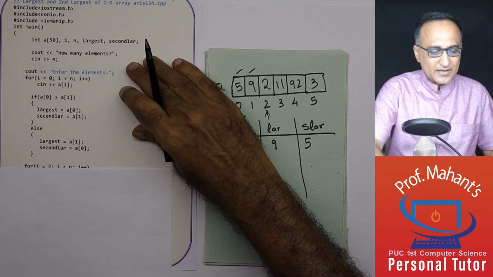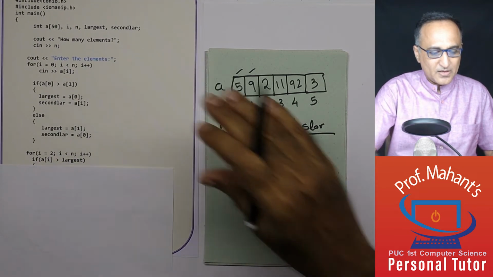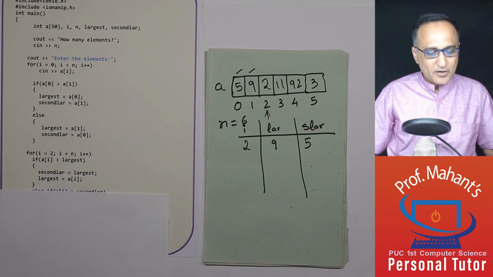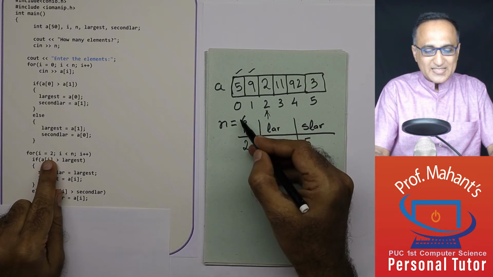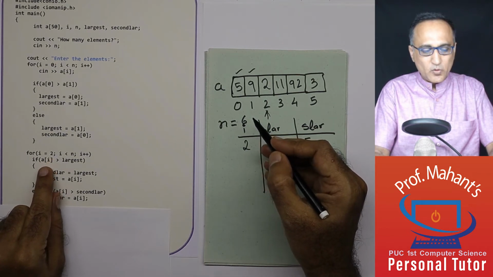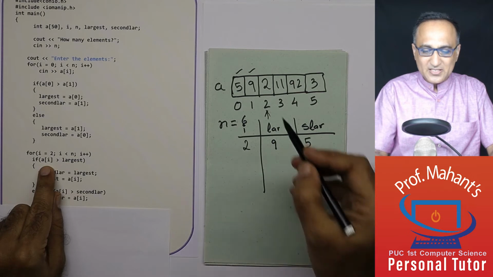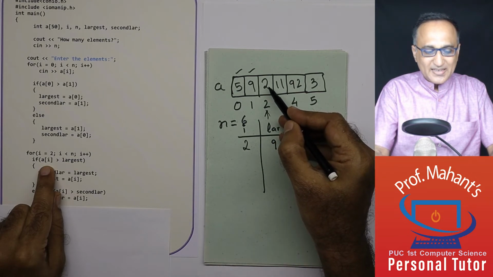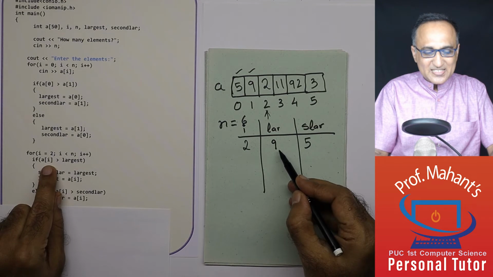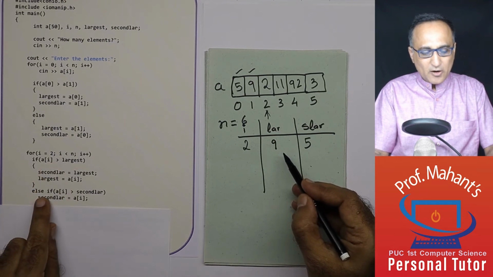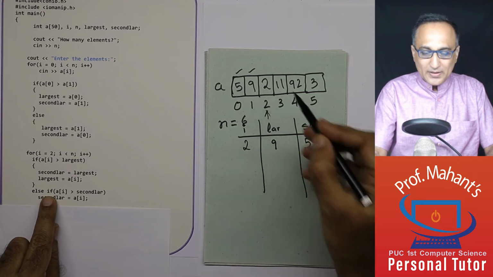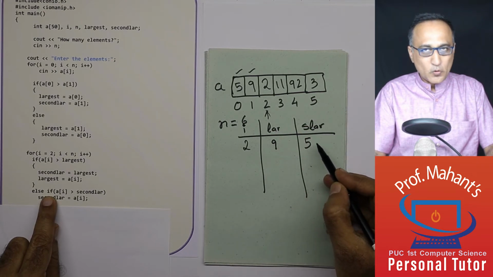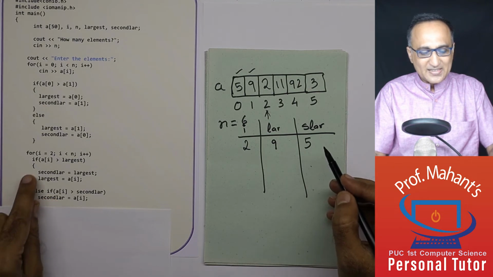So now let's take a look at this particular logic. I will expose the complete loop so you really understand. I is equal to 2. 2 should be less than 6, not less than or equal to. I'm comparing a of I with the largest. A of 2 is 2. Is it greater than the largest, 9? It is false. I'm doing one more else if here. Else if a of I, which is 2, is greater than the second largest? No, it is false. So I don't do anything in this loop.